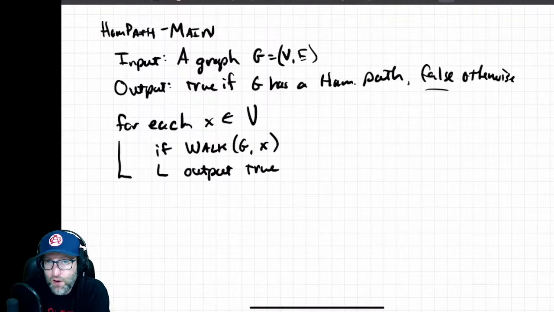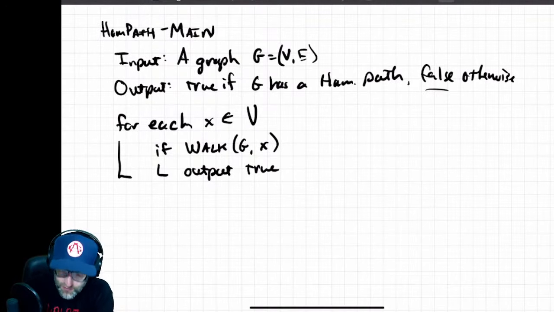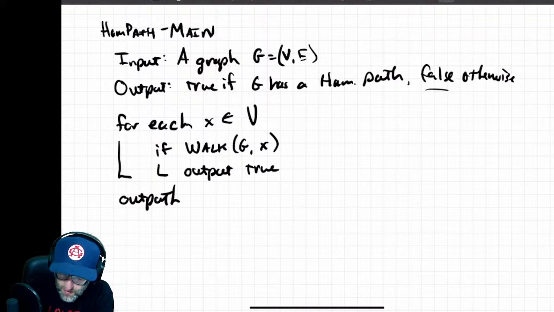Now here's where the false comes in. If you start at that vertex and there's no Hamiltonian path starting at it, then you start at the second vertex, there's no Hamiltonian path, third vertex, fourth vertex, and you get through all the vertices and there's no Hamiltonian path, that's when you can return that there is no Hamiltonian path, right?